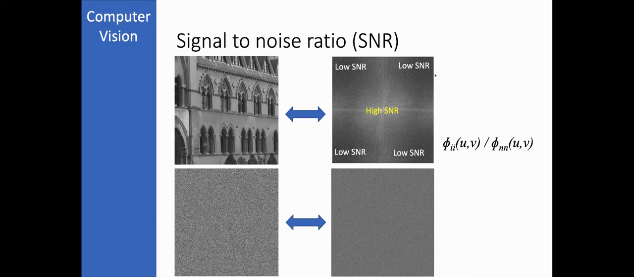In the high frequency areas, I have low signal-to-noise ratio because the power spectra of the image is low compared to the power spectra of the noise. So signal-to-noise ratio really corresponds to the ratio. The signal-to-noise ratio really quantifies the amount of signal versus amount of noise present in any given frequency pair.